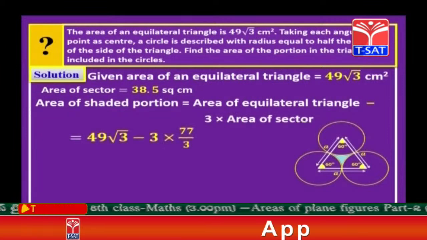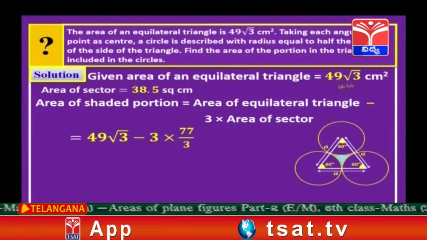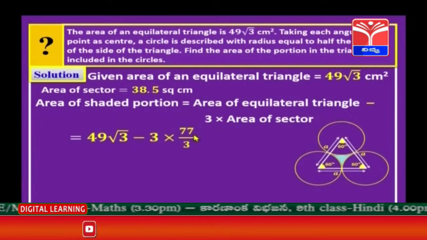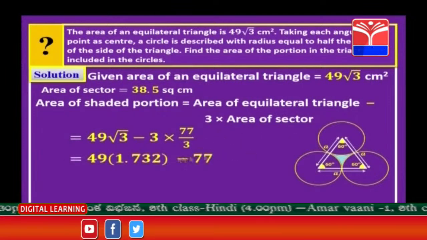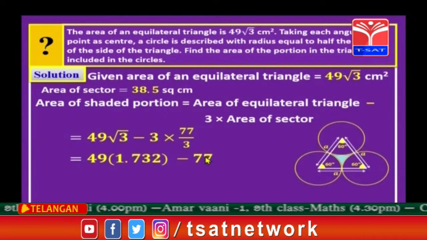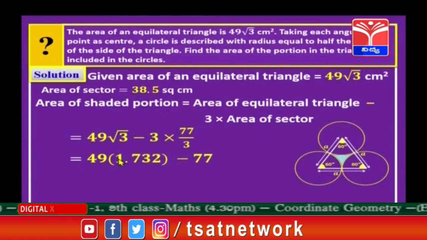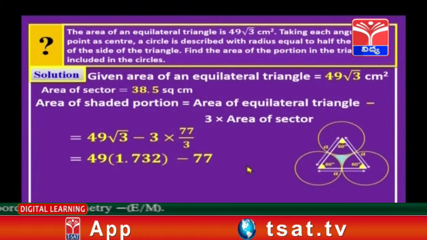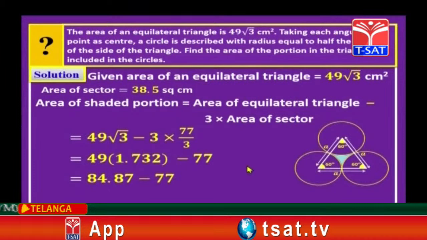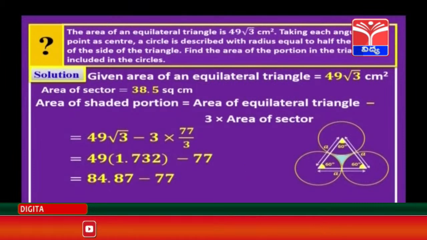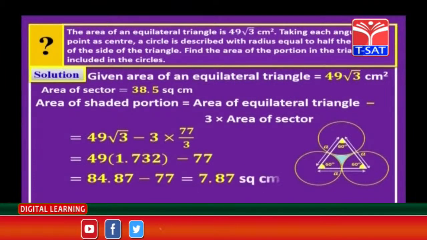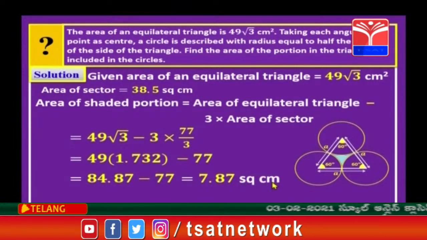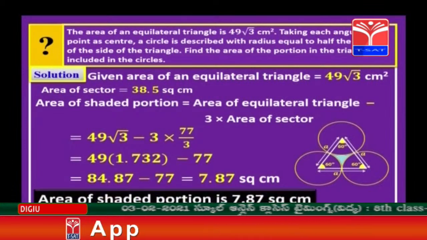Now let us substitute the values. So area of equilateral triangle is 49 root 3 minus 3 into, we got area of sector as 77 by 3. Now these 3 will get cancelled, we are left with 77, and the value of root 3 is 1.732. So let us multiply 49 with 1.732. You get 84.87 approximately minus 77. On subtracting this, you get 7.87 square centimeters.